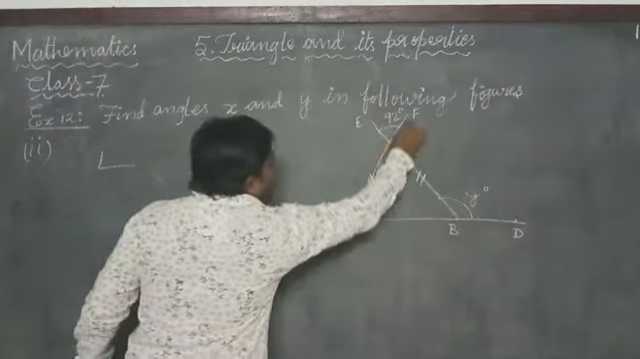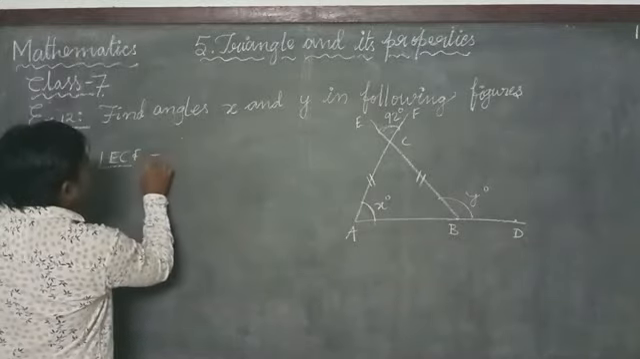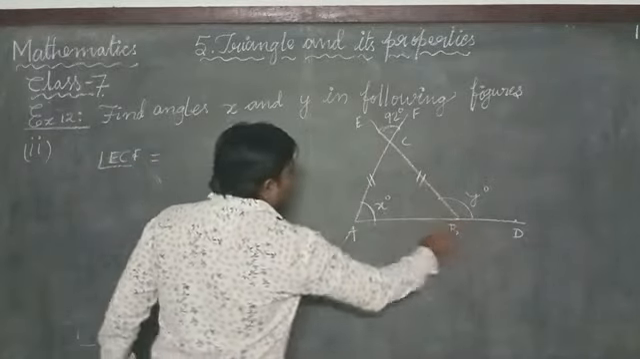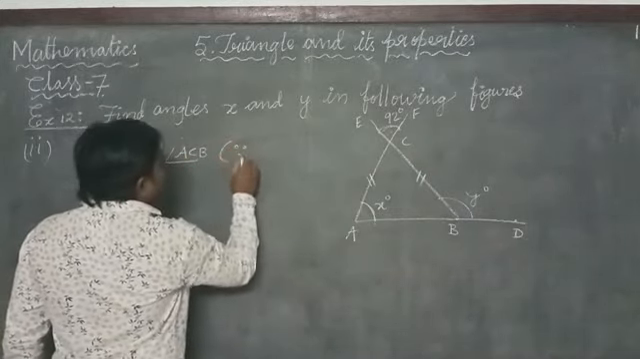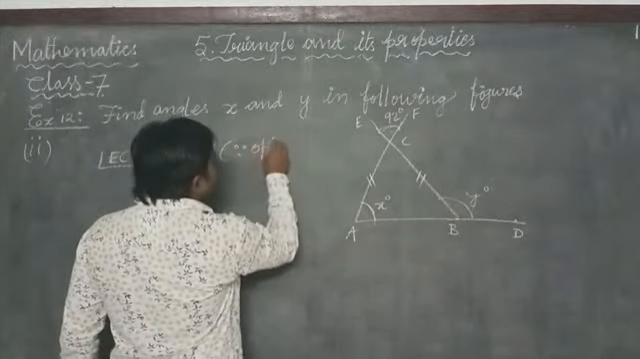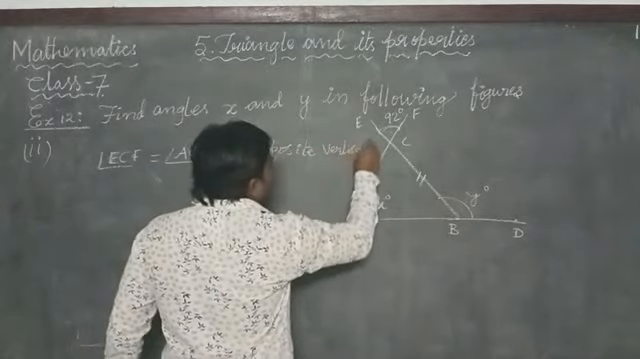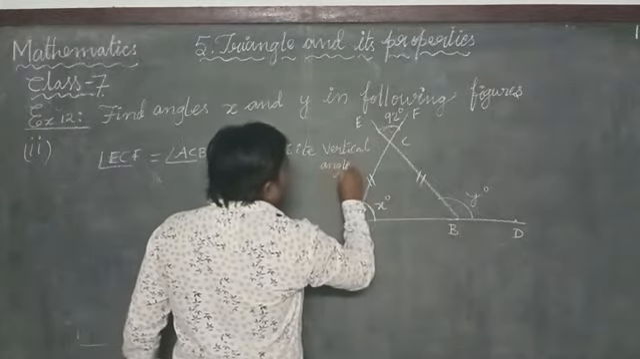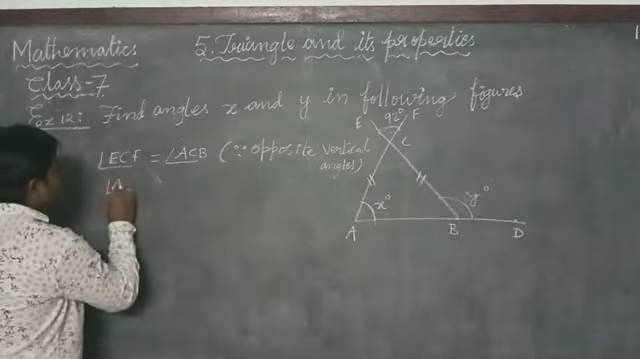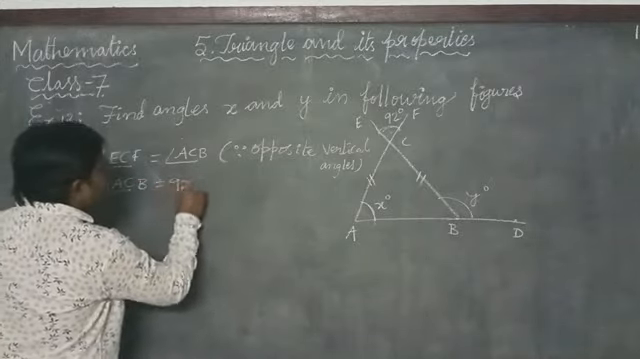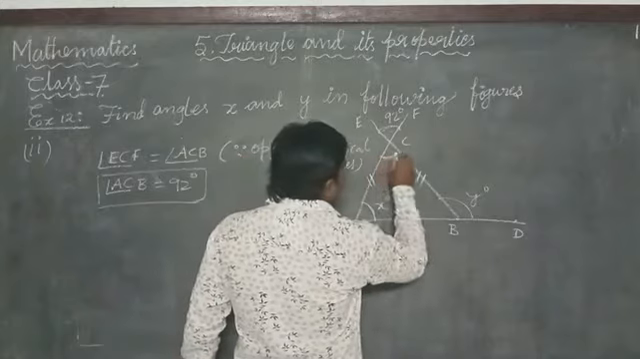From this we can write angle ECF equals angle ACB, since opposite vertical angles are equal. So angle ECF equals angle ACB, then angle ACB equals 92 degrees. Here it is the angle 92 degrees.